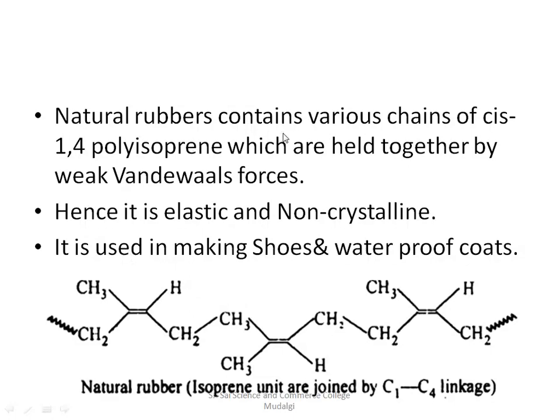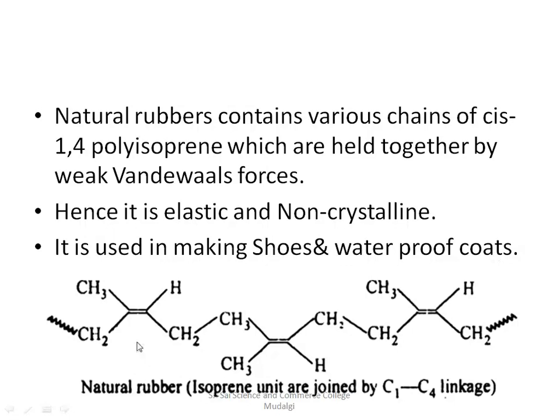So natural rubber contains various chains of cis 1,4 polyisoprene which are held together by weak van der Waals forces. Look, the elastic property, as I already said in classification, this elasticity is due to presence of weak van der Waals force of attraction or weak intermolecular force of attraction, right? So hence it is elastic and non-crystalline in nature, and it is used in making shoes and waterproof coats.